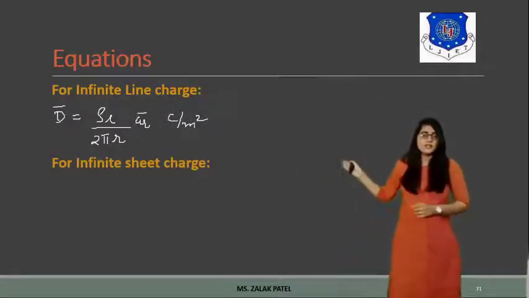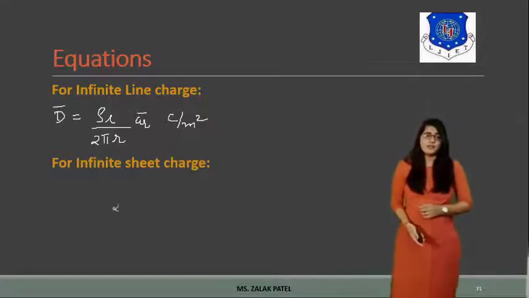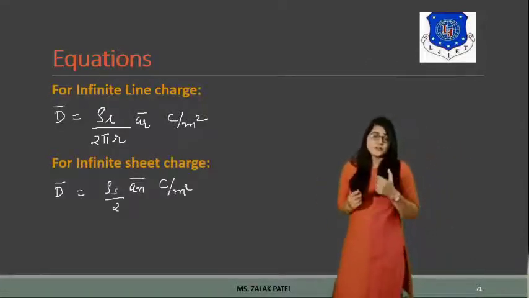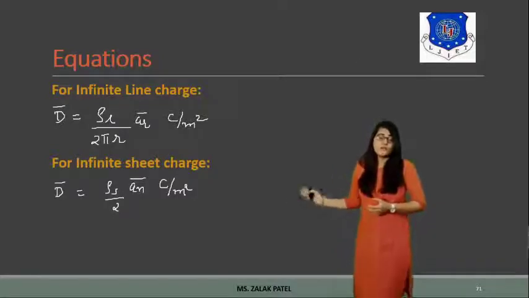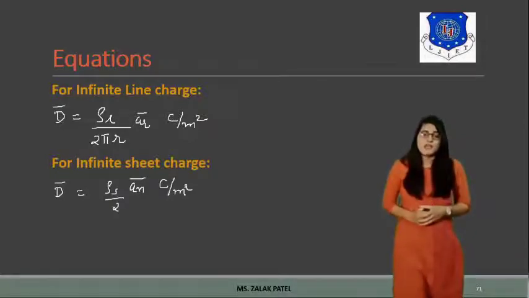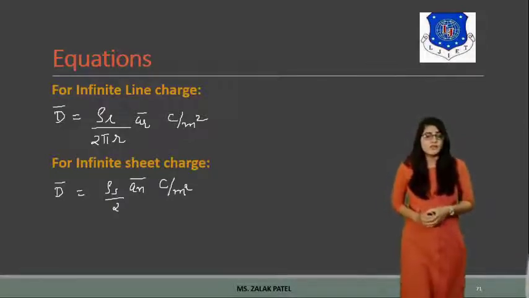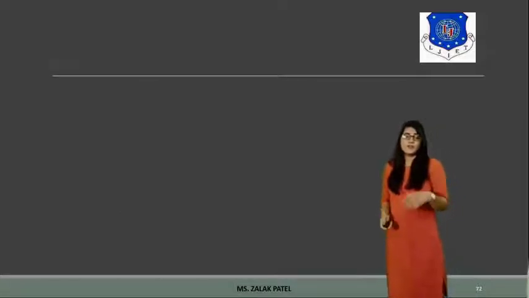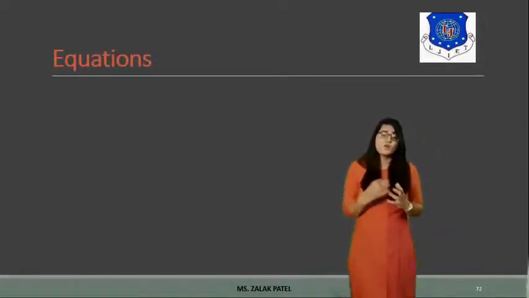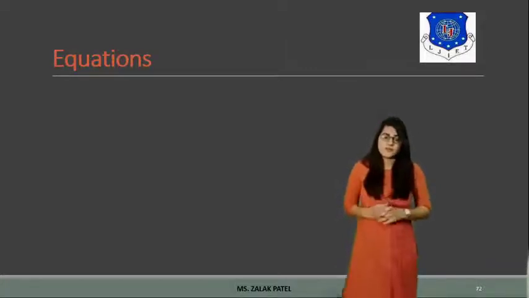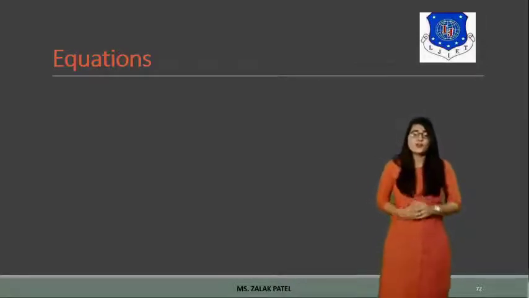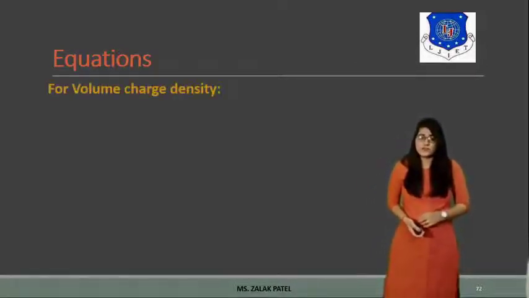So for the infinite sheet charge, D equal to rho S upon 2 AN bar. Here epsilon 0 and epsilon 0 are again cut down. So the remaining part for the flux density is rho S upon 2 AN bar coulomb per meter square. Now we already talked about that if more than one point charge or more than 2 point charges are present, then we can use the superposition theorem. The same concept we can also use for flux density.